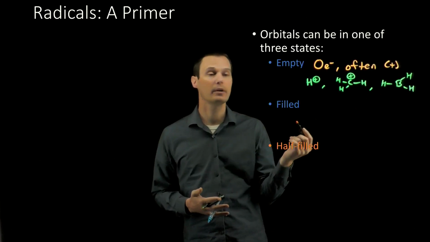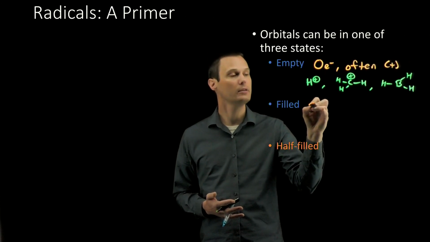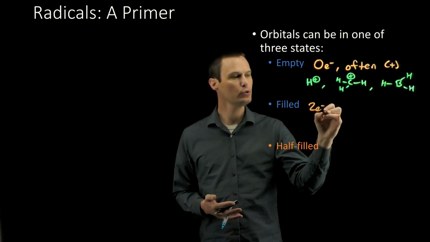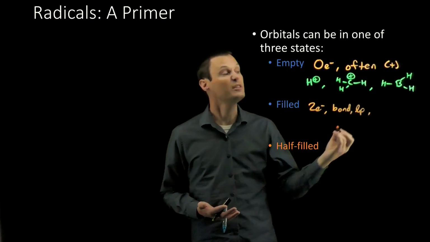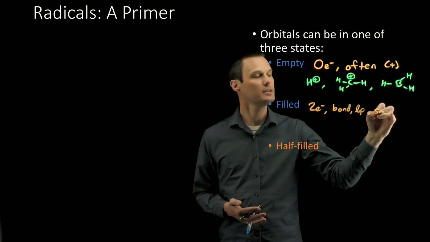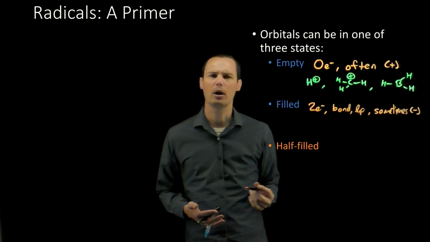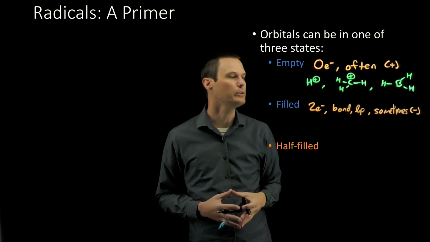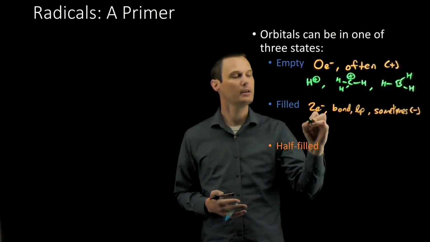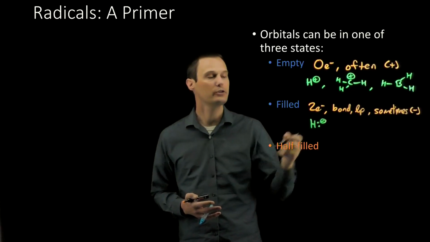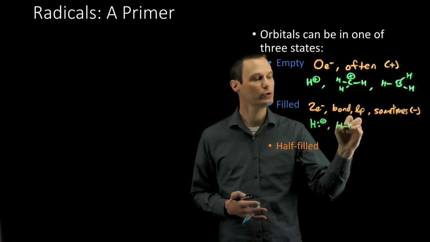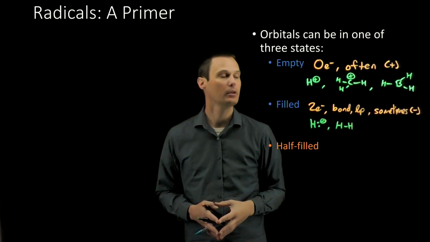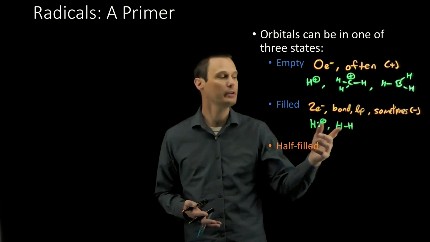Another case could be where the orbital is filled. And when it's filled, then it has 2 electrons. And when it's 2 electrons, those electrons can either be in a bond or a lone pair. And when the orbital is filled, it can sometimes be an anion. Not always, but sometimes. Examples of this would be the hydride anion, hydrogen with 2 electrons and a negative charge we call the hydride anion, or H2 gas, where the orbital forming the bond between the 2 hydrogens is filled, has 2 electrons in it.